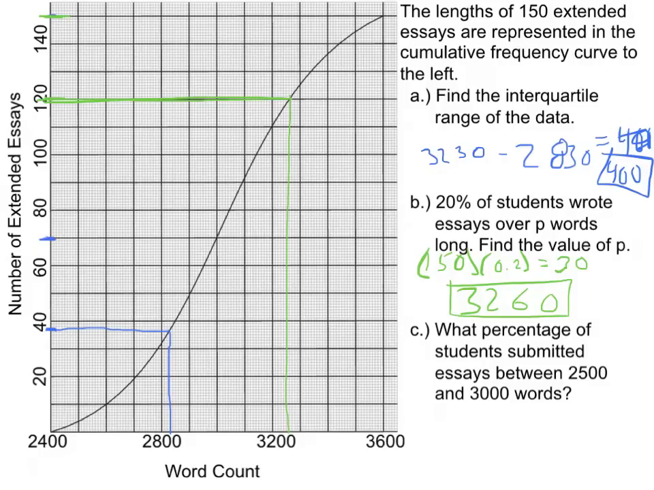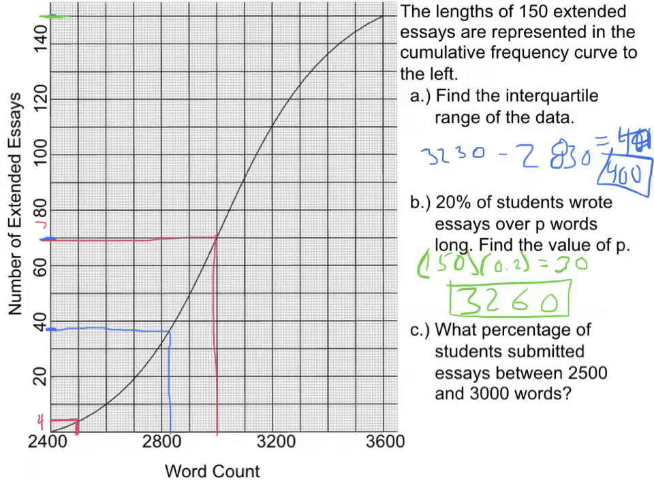The last part, again, I'd really recommend you pause the video and try this one on your own. What percentage of students submitted essays that were between 2,500 and 3,000 words? Okay, and again, I hope you're doing this on your own. 2,500 words is right there. That seems like about 4 students, maybe. 3,000 words, this is 3,000. Oh, that's a nice easy number there.